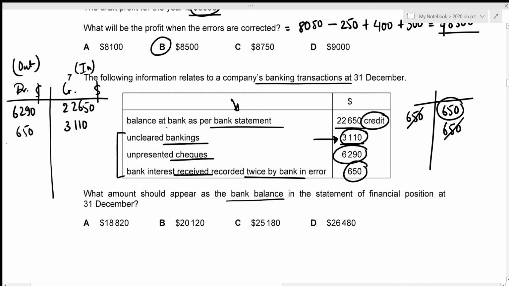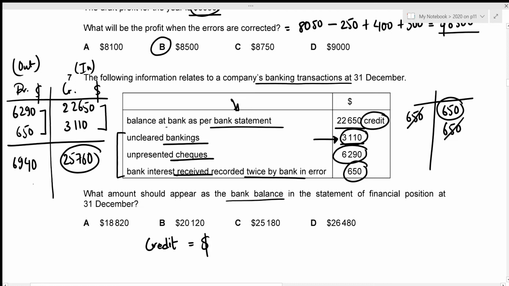Now let's figure out the total for debit as well as credit side. For the debit side, that's going to be 6,290 plus 650, which results in the value of 6,940. On the credit side, that's 22,650 plus 3,110, which results in the value of 25,760. We can clearly see that the credit side is the heavier side, which means that our balance will be the credit balance. And that is just going to be the difference of the debit and the credit side total. So that's 25,760 minus 6,940, which results in our bank balance to be 18,820.